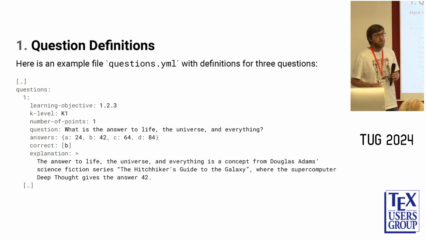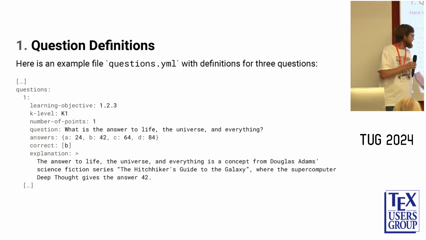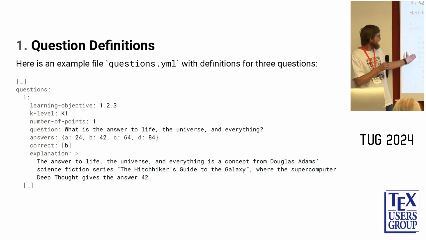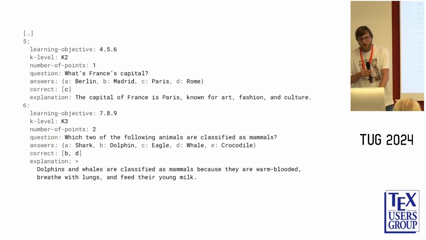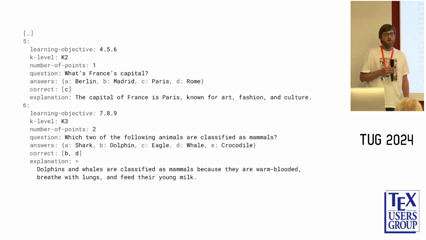So as an author, you would prepare a YAML file such as this. This is a YAML file called questions.yaml. There is a list of questions. Each question has a number. There is some metadata, such as the question text, what is the answer to life, the universe, and everything, a couple of possible answers, then a designation of the correct answers, and some explanations which the learners can use to find out why the correct answer is the correct answer. And just for good measure, here are two other questions so that it's not too trivial.